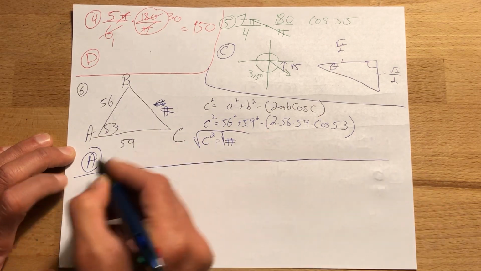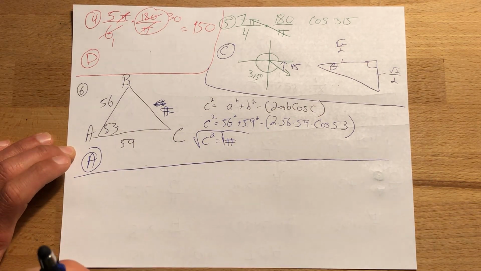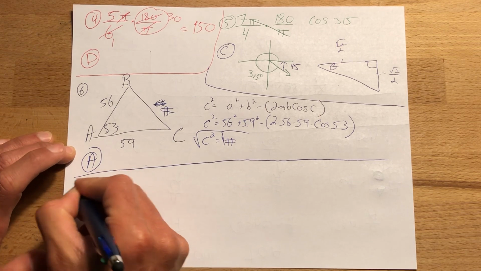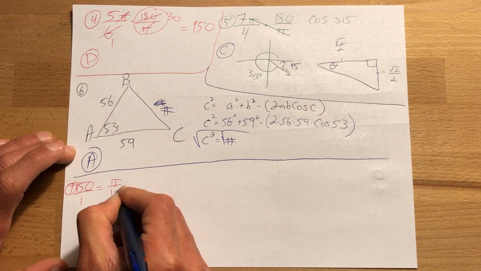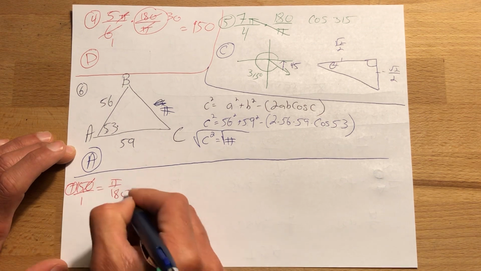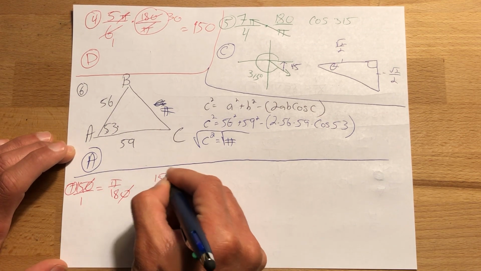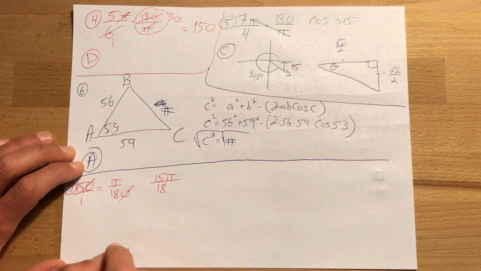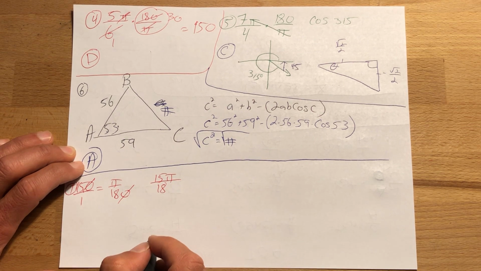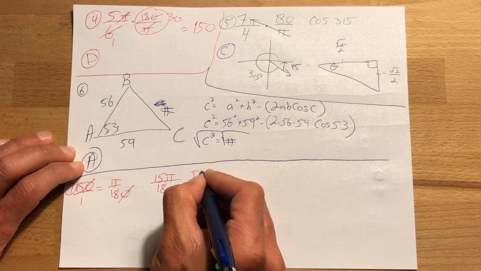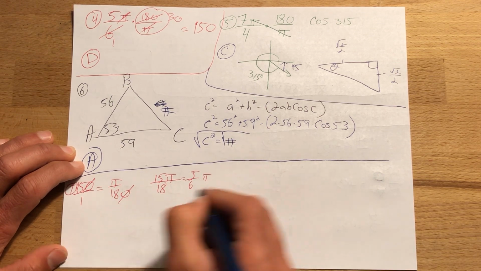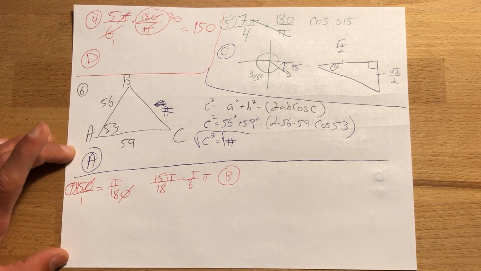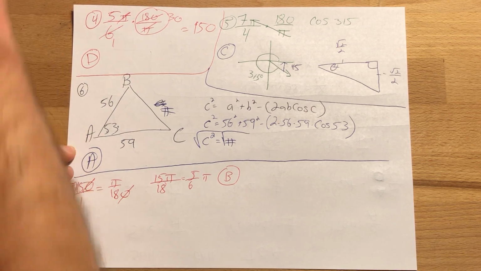Okay, going on to number 7. Convert 150 to radians. So I'm going to get rid of the zeros. So I have 15 pi over 18. Divide both by 3 to get, what is it? 5 over 6 pi, which is letter choice B for number 7. Super simple. That was easy.